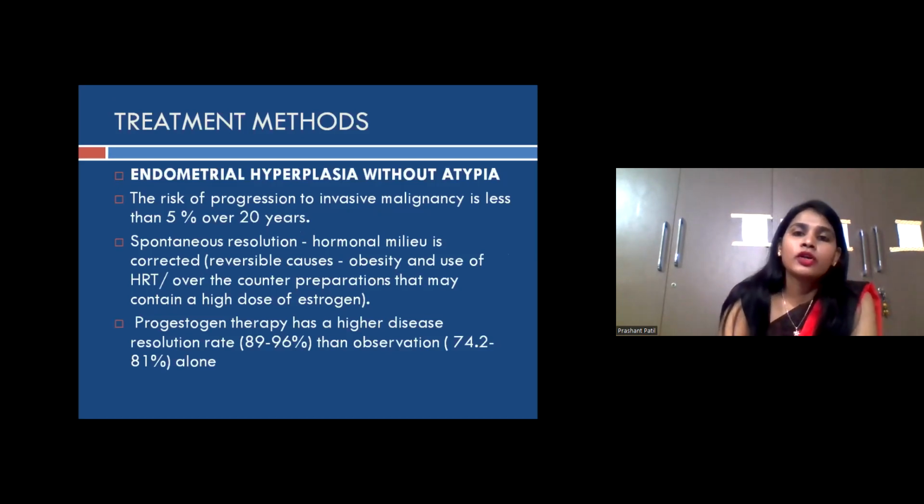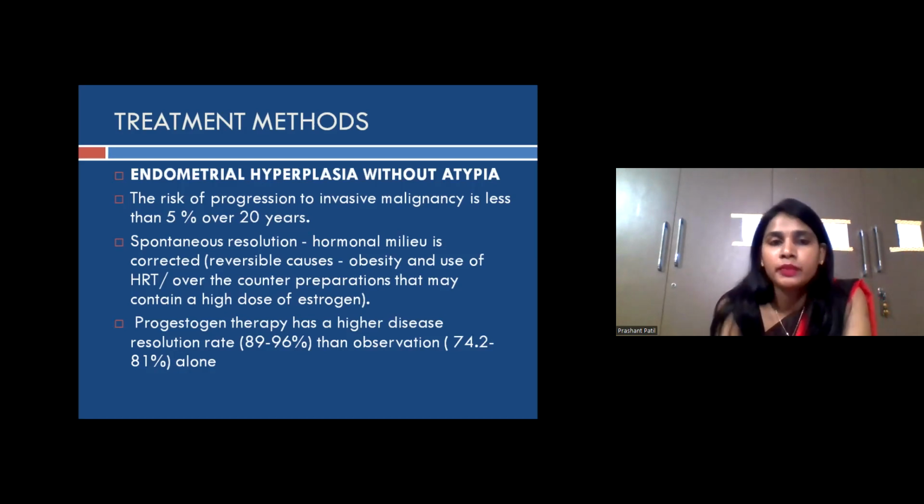Now, when we get a biopsy pathology HPR report as without atypia, we have to keep in mind that in endometrium without atypia, the risk of progression to invasive malignancy is less than 5% over 20 years. But still there is a risk of progression. But there are two methods here.